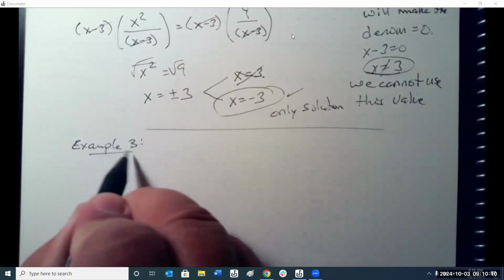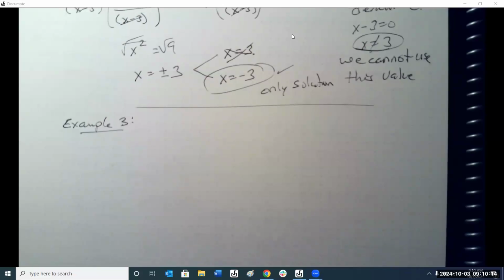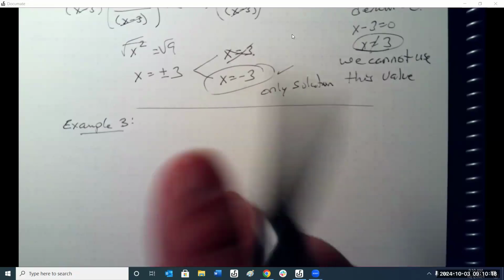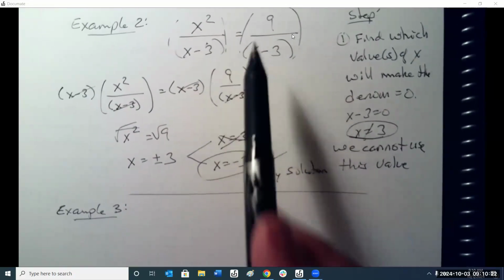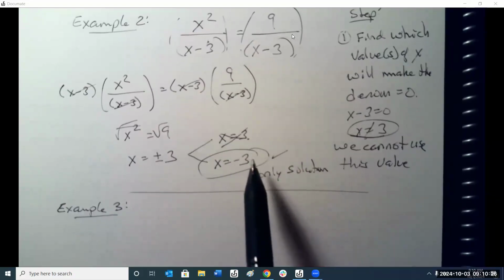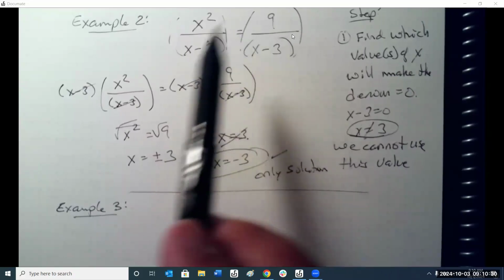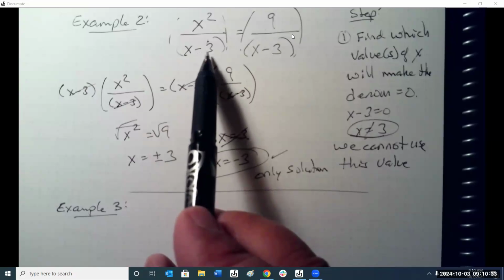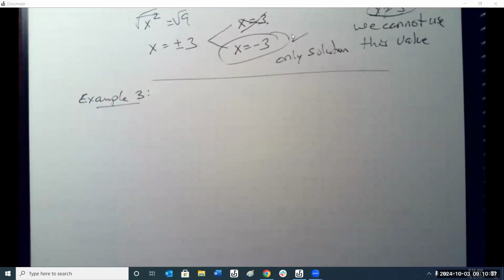Get used to always checking your answers. Once you get an answer, plug it back into the original equation and see if it equals the same thing. So x squared: if x is negative 3, negative 3 times negative 3 is positive 9. Negative 3 minus 3 is negative 6. So it works. It gives you equality.